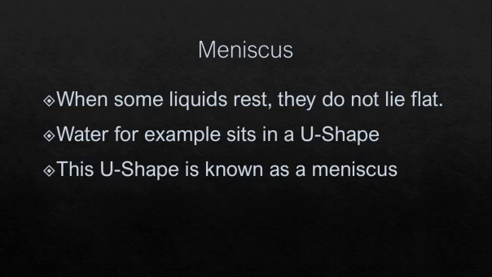The meniscus then is something we need to look at. So when some liquids rest, they do not lie flat. Water, for example, sits in a U shape. This U shape is known as a meniscus. So that meniscus is a key word.